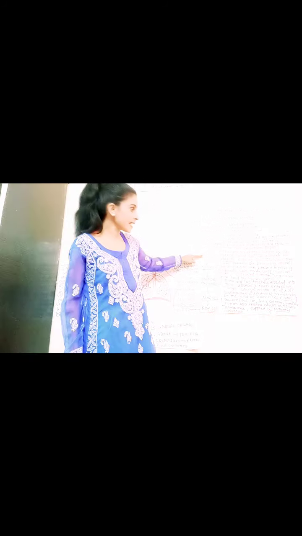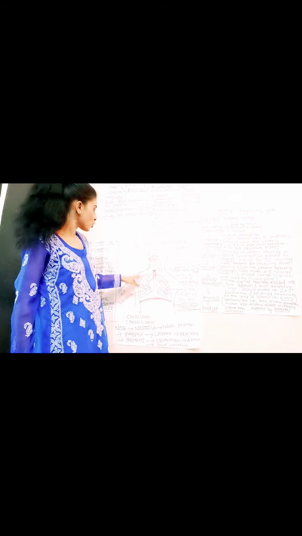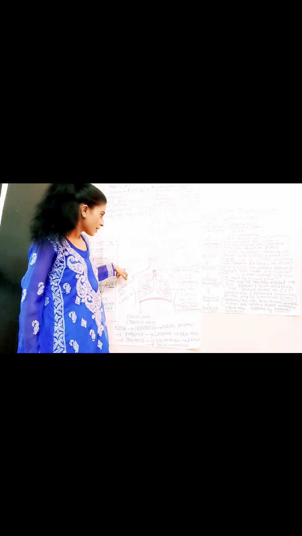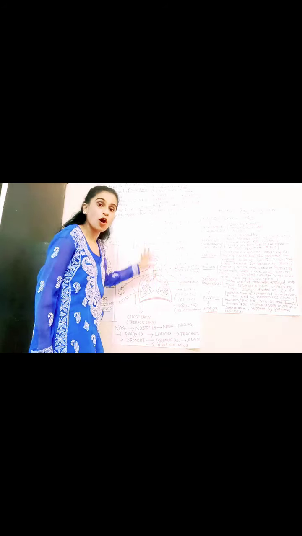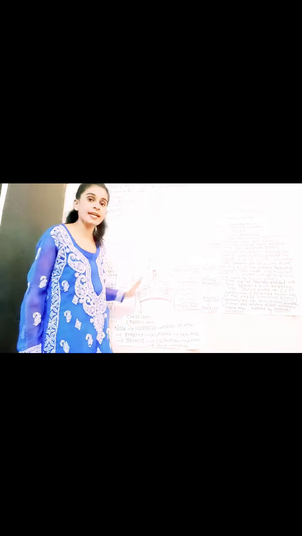The first is the nostrils. From the nose we breathe in through the nostrils, then the air moves into the nasal chamber, then comes your pharynx, larynx, trachea, bronchi or bronchioles, alveoli and blood cells. One by one we will be discussing it. You can see the picture over here: nose, nostrils, nasal passage, pharynx, larynx, all the things are mentioned in this picture of the human respiratory system.